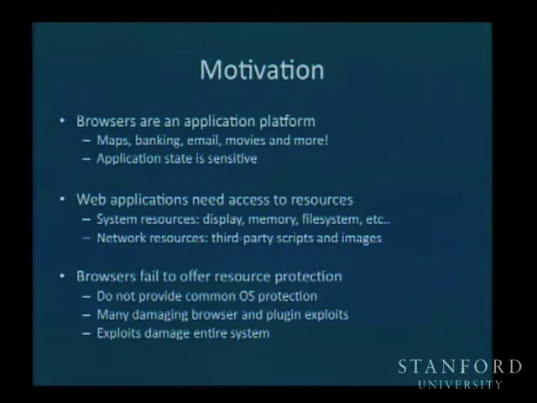So underneath the browser, we see the browser accessing a number of different application resources that we saw with traditional desktop applications. So display, memory, file system, et cetera. We also have network resources, which are treated a little differently in browsers. We have third-party scripts and images that come from different locations than where you might have navigated to originally. And the browser is really failing to provide protection between different resources on your computer.